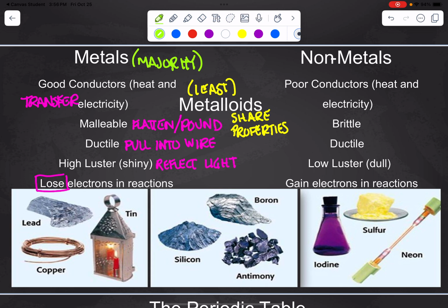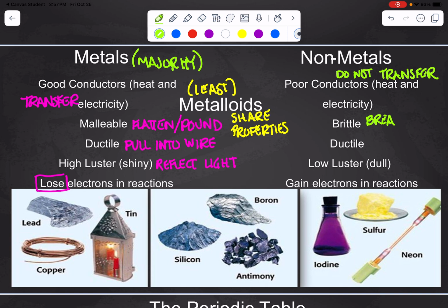And then if we look at the nonmetals, they're the second most amount of elements, and notice they're poor conductors. So they do not transfer heat or electricity. And we tend to use them in areas where we don't want to conduct electricity or heat. I'm sorry, I'm not thinking of anything off the top of my head, but definitely they're good at not transferring heat or electricity. Now, where you see brittle, that means they break easily.